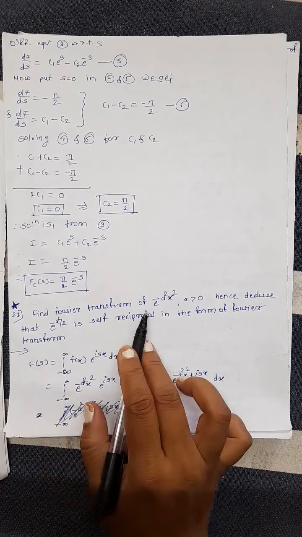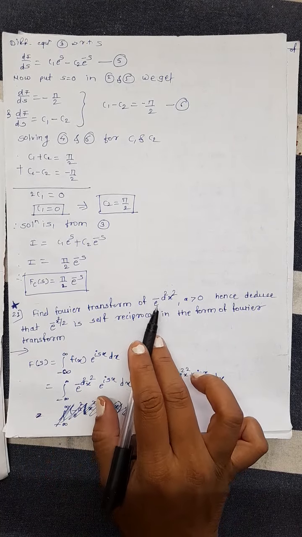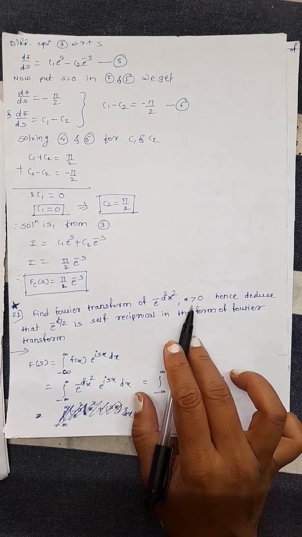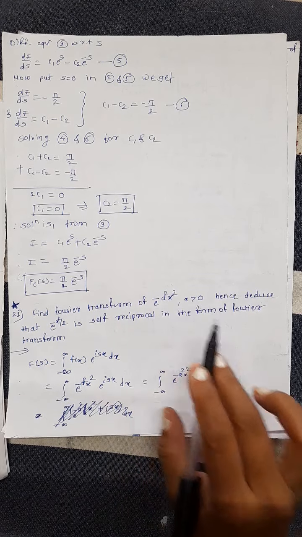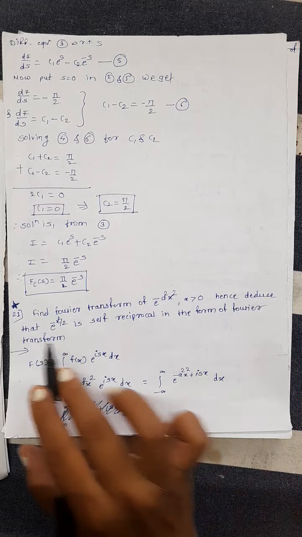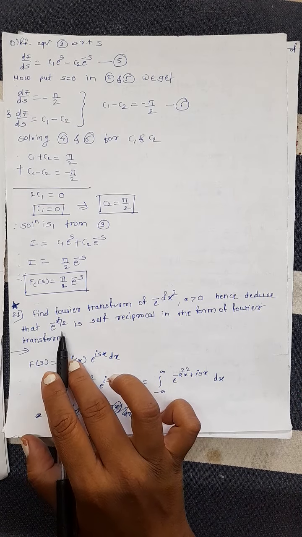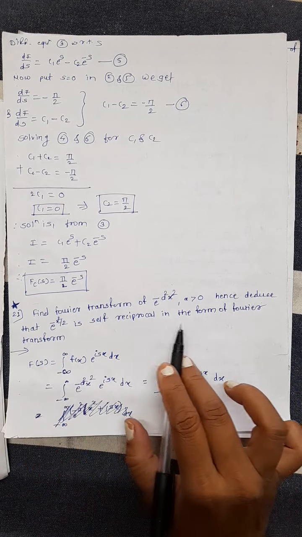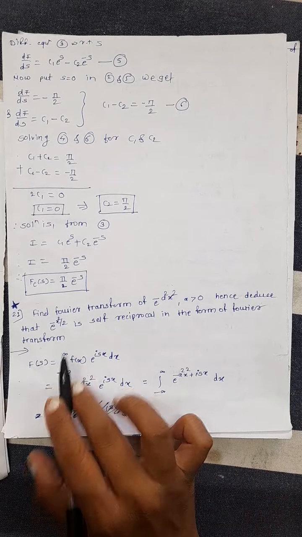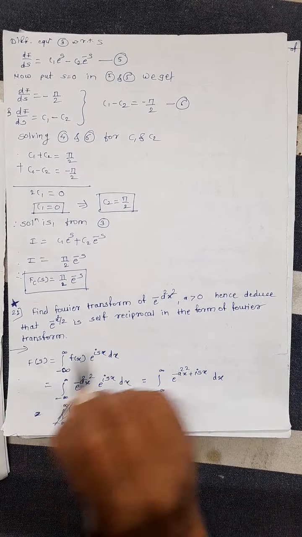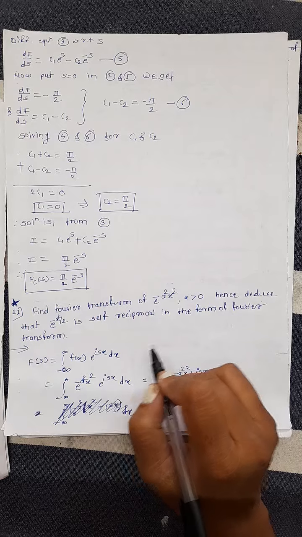Find Fourier transform of the function. Function is given e raised to minus a square x square where a is greater than 0. This is given. Hence, deduce that e raised to minus x square by 2 is self-reciprocal in the form of Fourier transform. Okay, there are two questions in this single question.